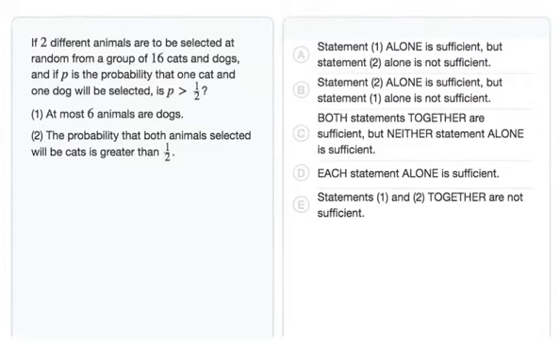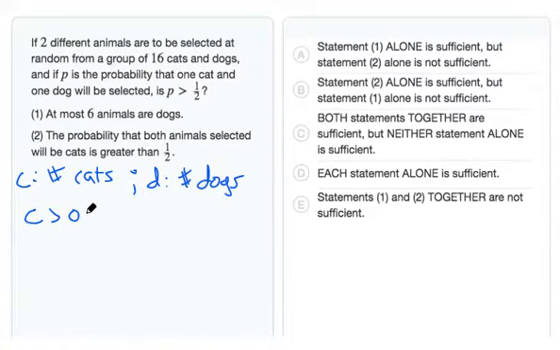To solve this data sufficiency question, we will consider each statement separately first and then together if needed. Before the statements, let's go ahead and define some variables. Let C be the number of cats, and we'll let D be the number of dogs, where C is greater than 0 and D is greater than 0.